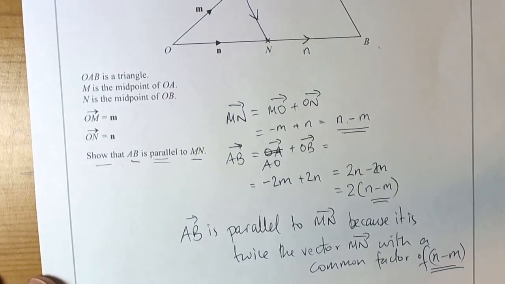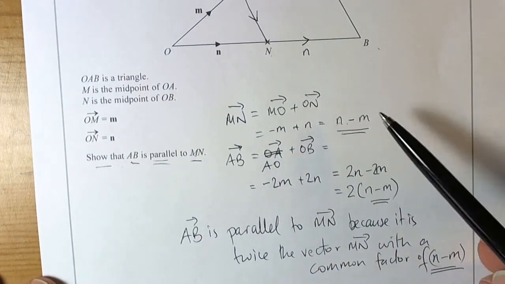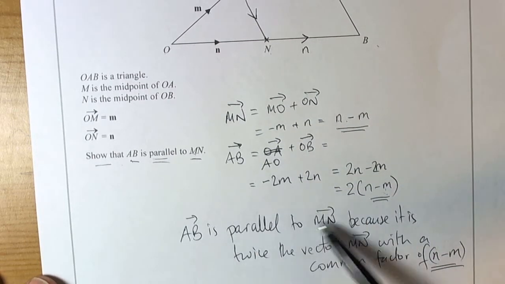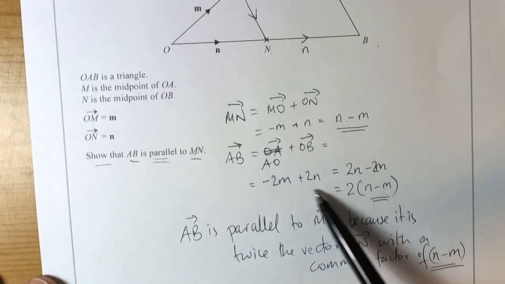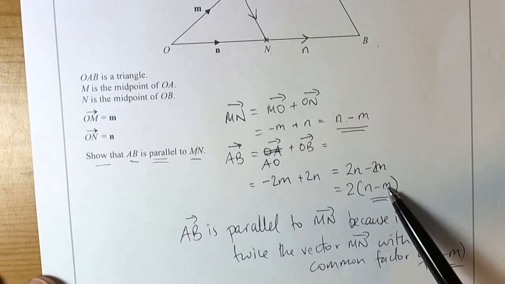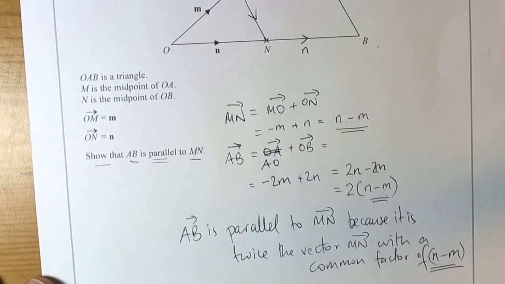So that's how to show that those two are parallel, is because parallel vectors will have a common factor, and we can see that AB then must be just twice the length of MN, and because it's a multiple of n take away m, then they're both parallel to each other. Just one's twice as long as the other.